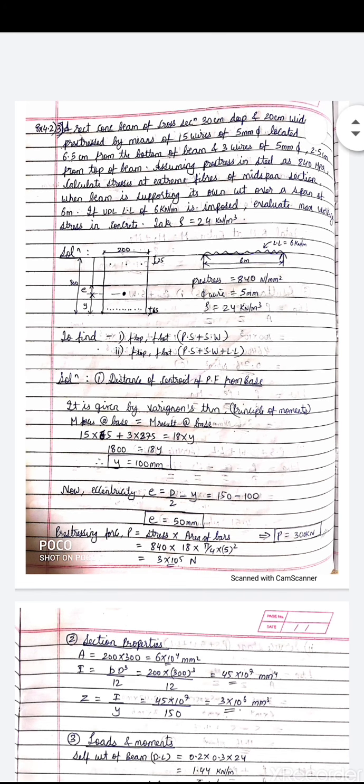I have drawn that, and at the top there are 3 wires of 5 diameter located at 25 from the top of the beam. The span of the beam is 6 meters. The live load is 6 kilonewton per meter, as you can see in the figure. Pre-stress is given as 840 Newton per mm square, and the density of concrete is 24. We have to find the stresses, that is F top and F bottom. Two conditions are given. First is transfer stage and the second is service stage. Transfer stage means only pre-stress plus self-weight. Service stage means pre-stress plus self-weight plus live load.